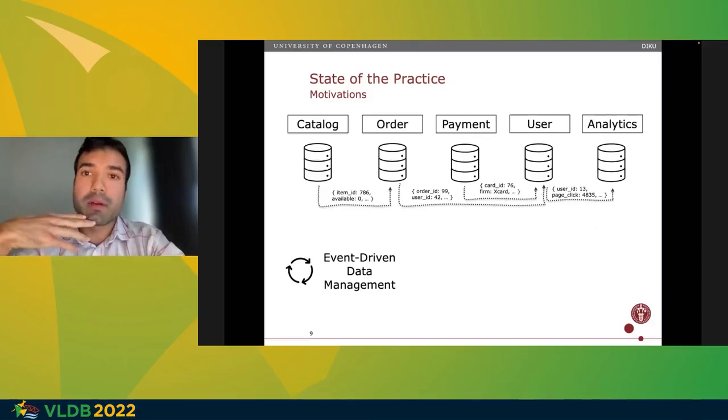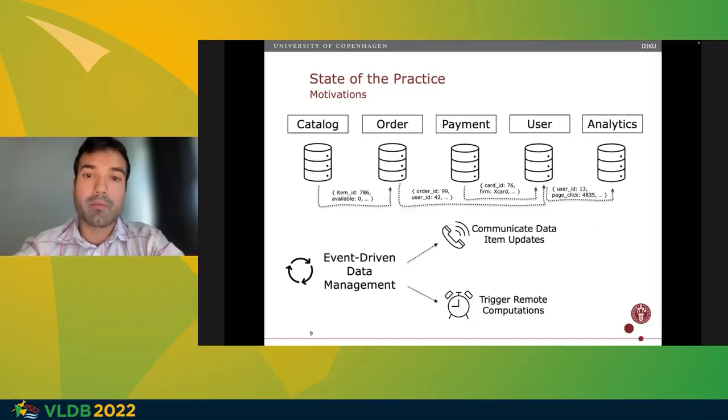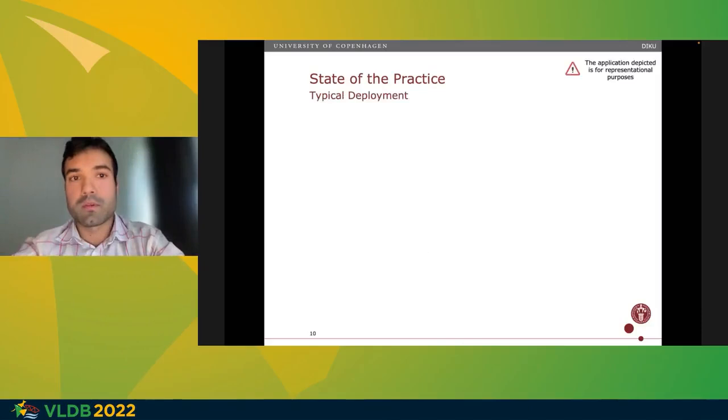Usually developers are putting forward the idea of event-driven data management. So instead of pulling data from each microservice, they're going for a more asynchronous way to propagate these updates. So they can communicate these data item updates to other microservices that are interested in that, and they can also trigger remote computations in neighboring microservices, for example.